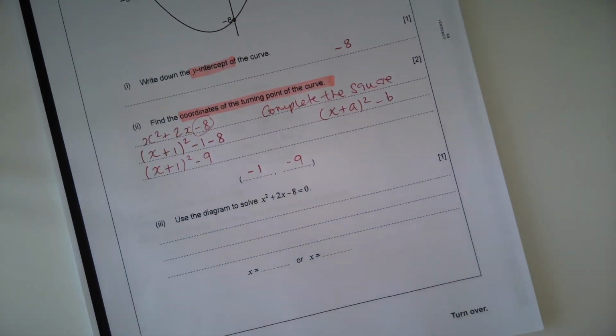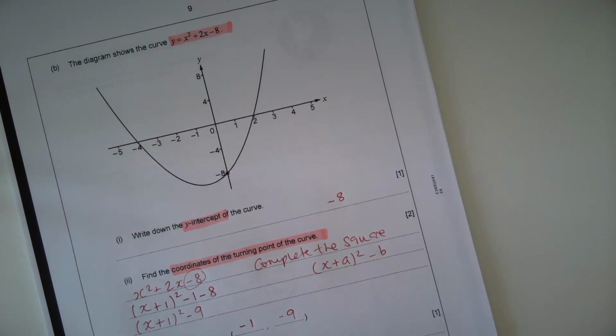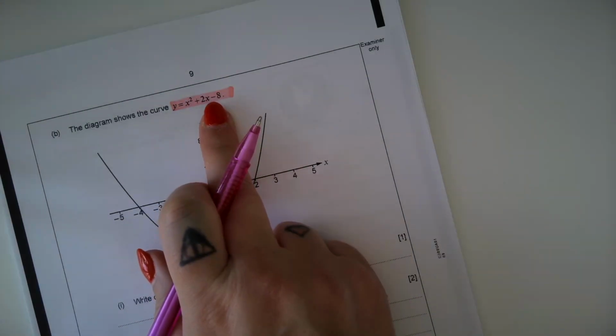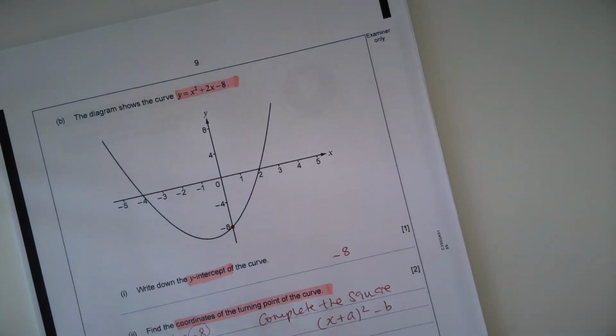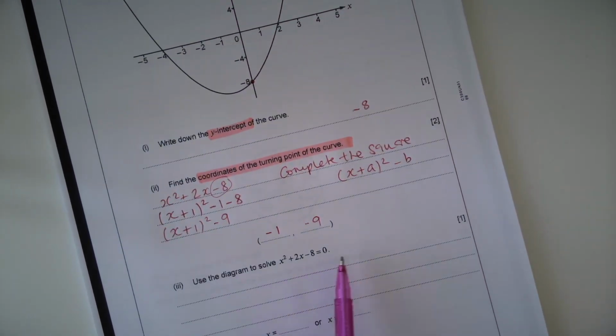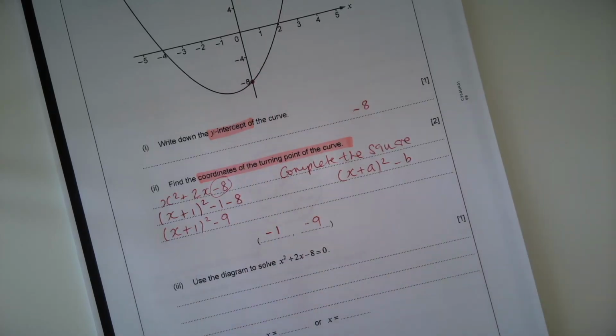Okay, part 3. Use the diagram to solve x squared add 2x subtract 8 equals 0. So I'm just going to check that we are solving here the same equation, because sometimes there'll be slight changes, which means you have an extra step or two to do. But x squared add 2x subtract 8, x squared add 2x subtract 8, they match. So we're working directly with this diagram here, and we're solving this equation.